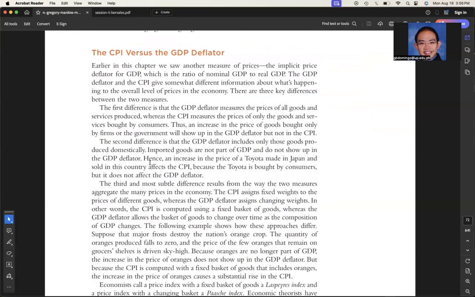The second difference is that the GDP deflator includes only those goods produced domestically. Imported goods are not part of GDP. However, an increase in the price of a Toyota made in Japan and sold in this country affects CPI, because the CPI does not differentiate between imported consumption and domestic consumption.